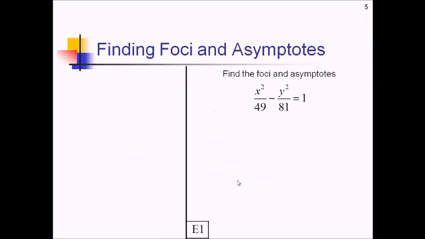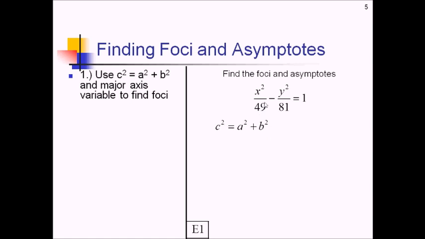Before we graph anything, let's do kind of a problem where we find some of the trickier parts of these hyperbolas, foci and asymptotes. To find the foci, we can use c squared equals a squared plus b squared and the major axis variable. So for this one, we've got 49 plus 81. This is a squared. 81 is b squared. That's going to add up to 130.